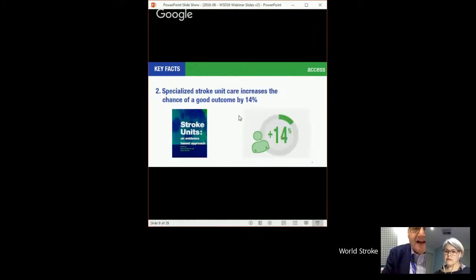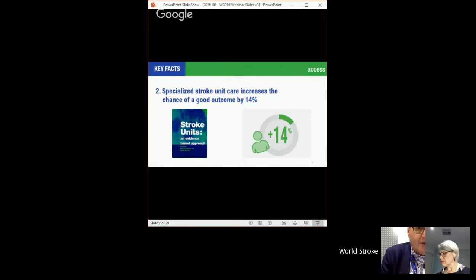So the second key fact is that we now know that treatment in a specialised stroke unit substantially increases the chance of a good outcome and, in fact, reduces the mortality rate from stroke. The chance of a good outcome is improved by 14% from a package of care that involves a skilled multidisciplinary team involving doctors, nurses, allied health professionals in a geographical stroke unit in a discrete area of the hospital where patients can be looked after using best practice protocols. We have a lot of evidence about how to treat stroke patients, and using that evidence by experienced stroke professional clinicians makes an enormous difference.